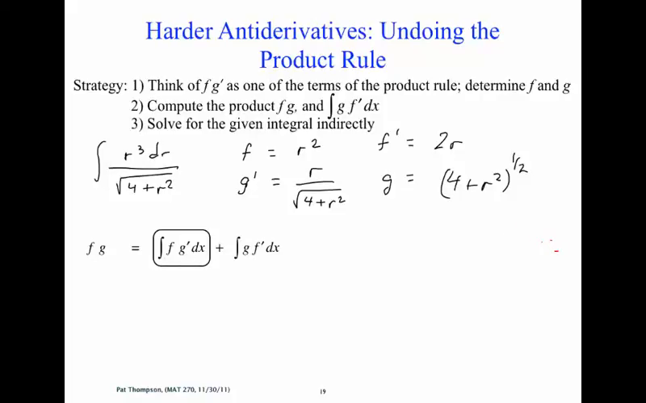Now we can do it, or we hope we can, right? So now we're going to set up this thing over here. F times g is r squared times g, which is 4 plus r squared to the 1/2, equals what we're trying to solve, A plus, and we cross our fingers that we can do this one, right? 4 plus r squared to the 1/2 times 2r. Uh-oh, looks a little daunting. Can we do it? Yeah. How do we do it? How can we do that?